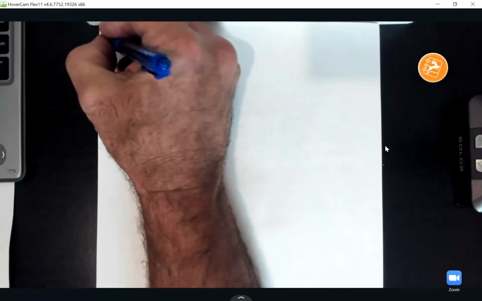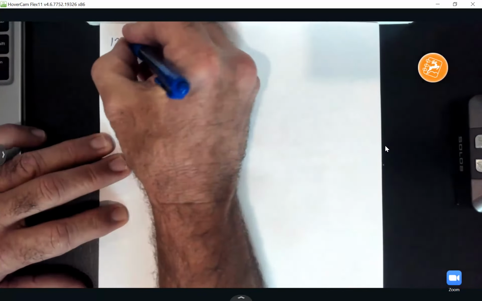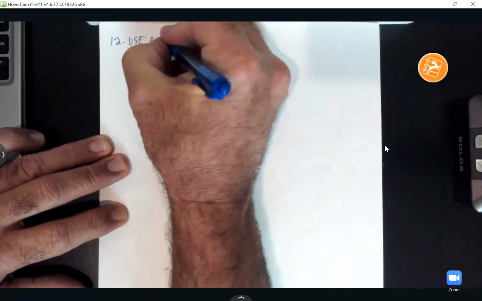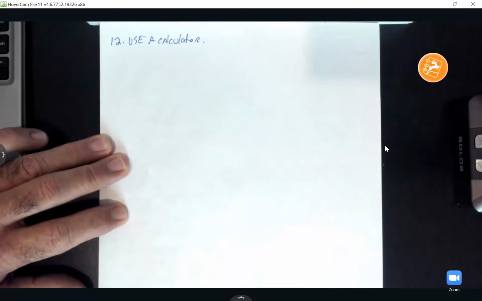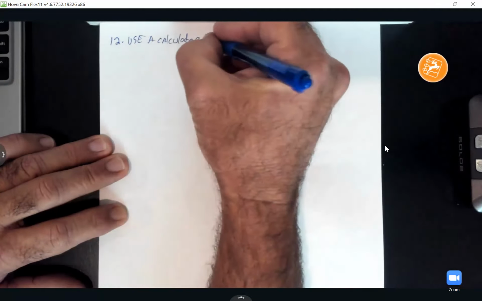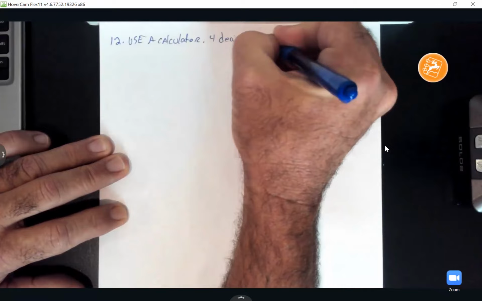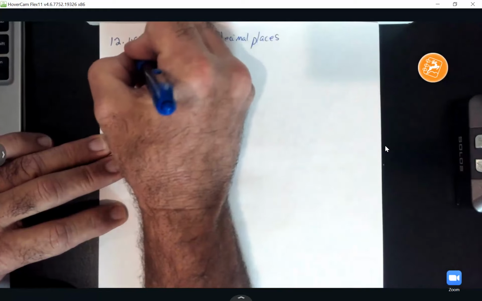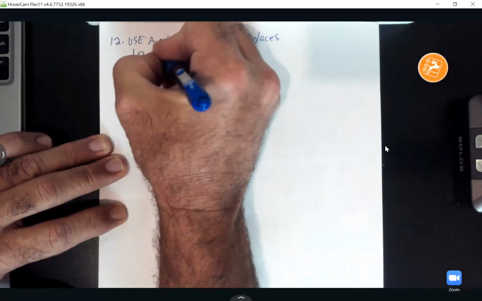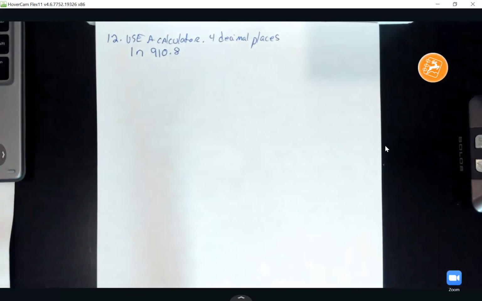All right, so we're on number 12. So number 12 actually wants you to use a calculator. And we're going to approximate this to 4 decimal places. Okay, so 4 decimal places. And what we're going to evaluate is ln of 910.8. So y'all, the only way to do this one is on the calculator using our ln button.